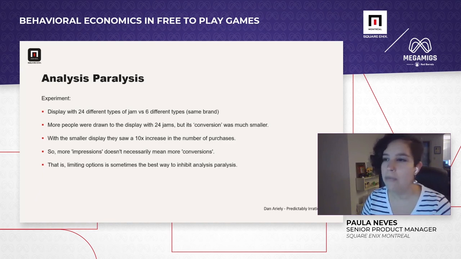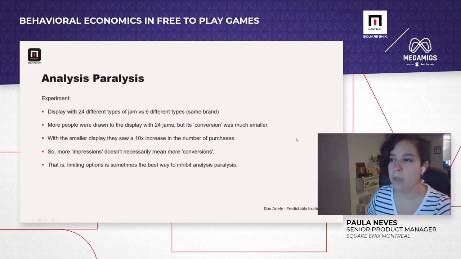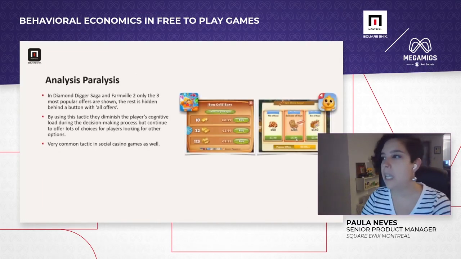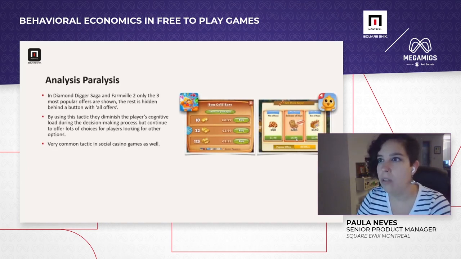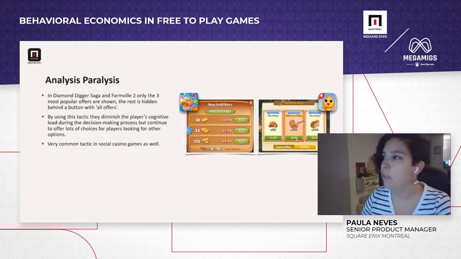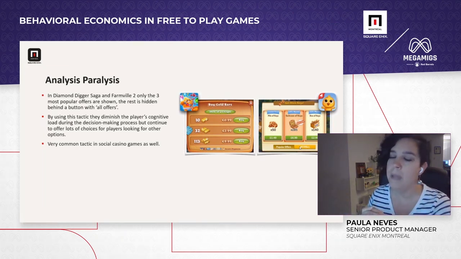So more traffic or more impressions doesn't necessarily mean more conversions. A lot of times less is more. So limiting the options is a lot of times the best way to inhibit analysis paralysis. And in games, we have this example as well all the time. Here we have Diamond Digger Saga and Farmville 2. They only show 3 offers, and all the other offers are hidden behind an all offers button. They diminish the player's cognitive load of decision making, of thinking what they have to get, and maybe putting them into this cycle of never deciding.